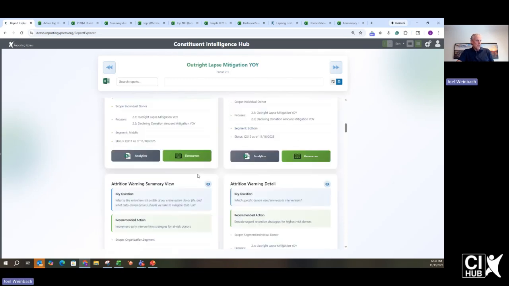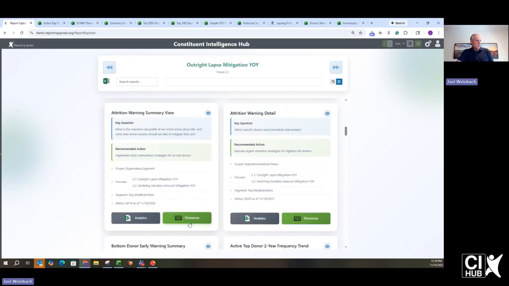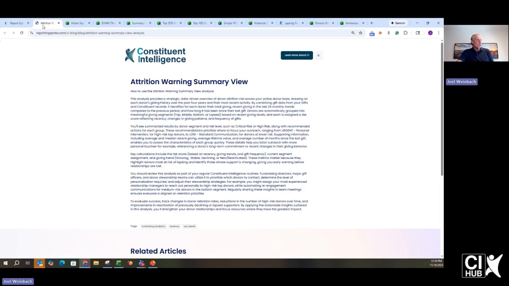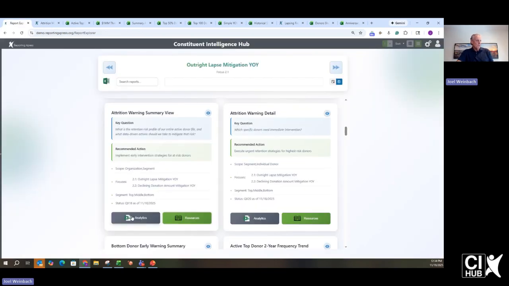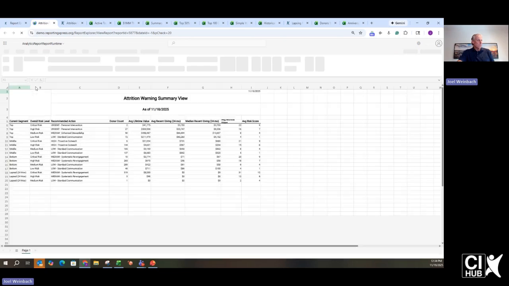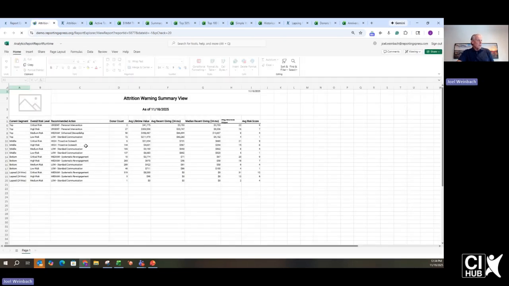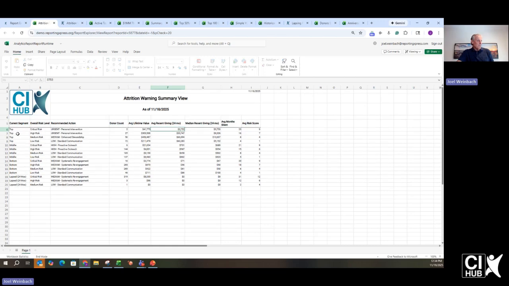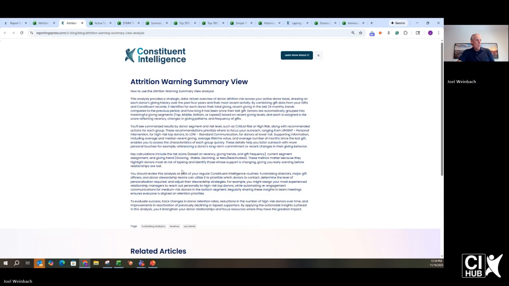Let's see what else is in here. This is a summary view, gives you a high level view. Oops, sorry. That's the resource. This is the analytic itself. So you've got two kind of urgent, critical risk, high level donors. Recent giving, $3,700. They got a risk score of 9. That resource page explains what goes into the risk score.